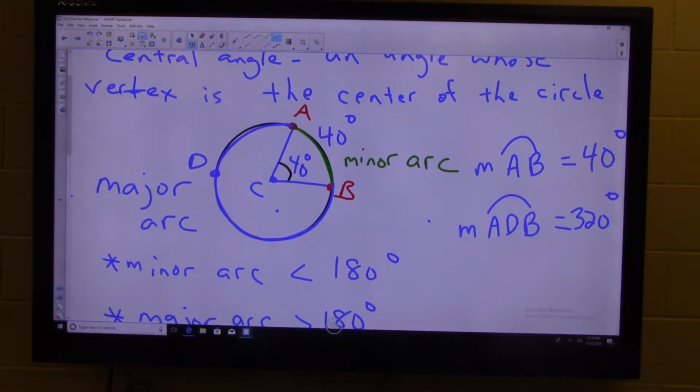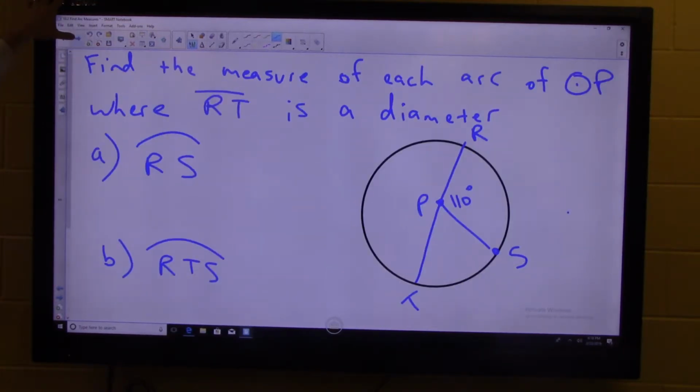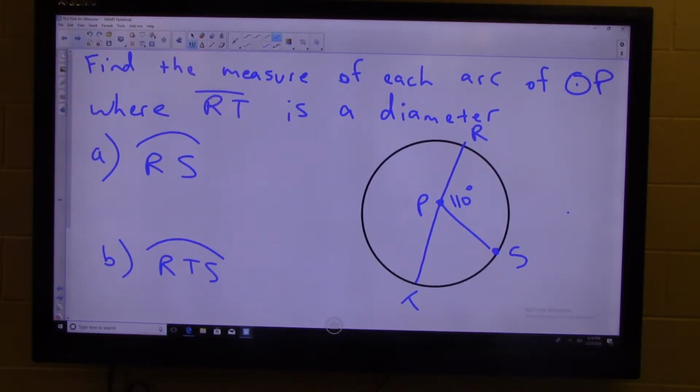I was about to say any questions. I caught myself. All right, so here we go. Let's keep going. Next thing, let's try this problem right here. Using those facts that we just talked about, we're going to find the measure of each arc of circle P. And it tells us, this is an important fact, RT is a diameter.